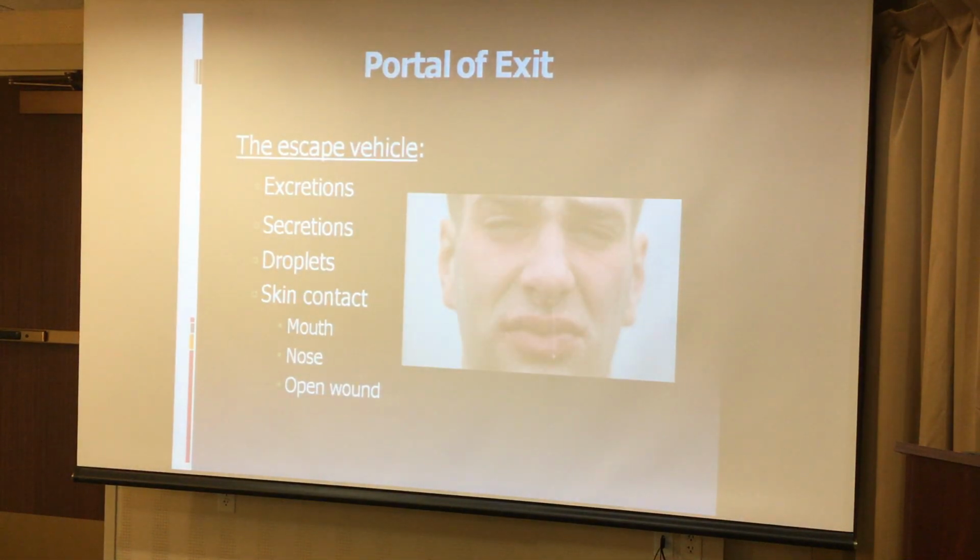the spread of germs. So first you have a portal of exit. That's the next link. So it's an escape vehicle. It could be excretions, secretions, droplets, like I talked about, skin contact. If you have a skin cut, or like a paper cut, and then you shake hands with somebody who's got influenza germs on them, that's how it gets in, okay?